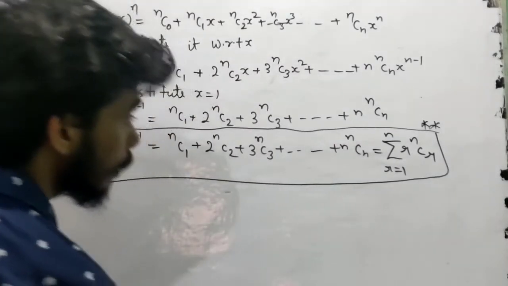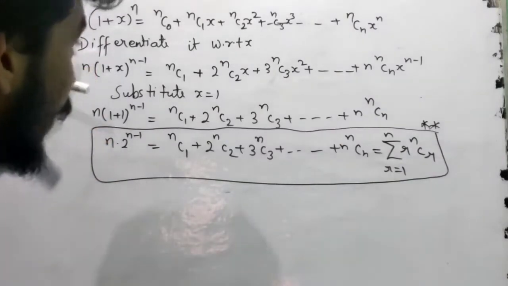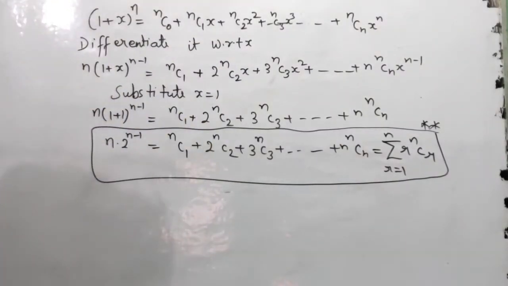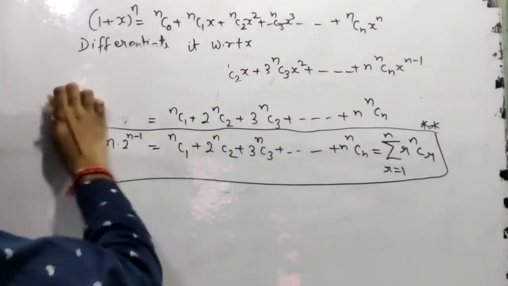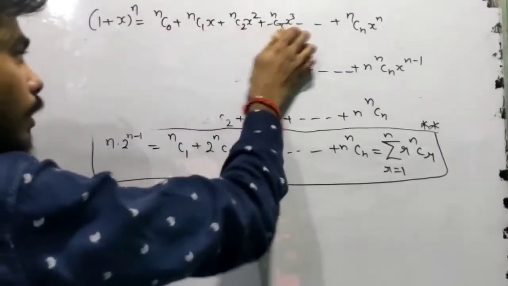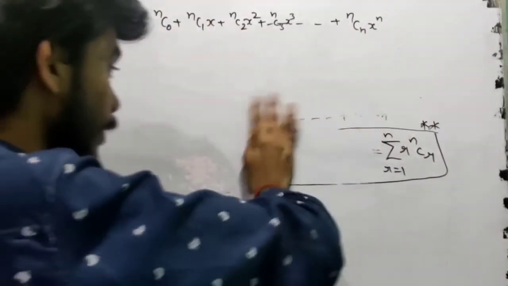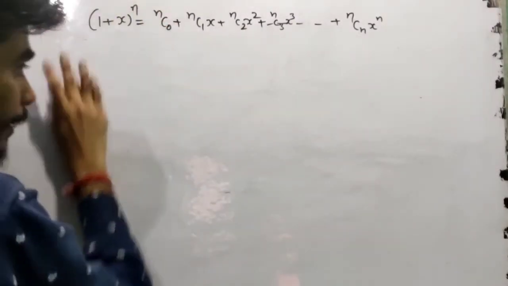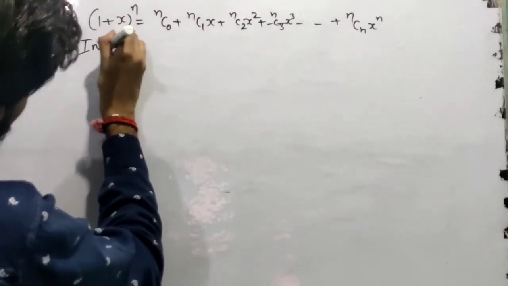Then I am going to find the next property by integrating this. So what will we get? I am going to erase this. This is a very important property, so you must remember it. Okay, integrate this with respect to x.